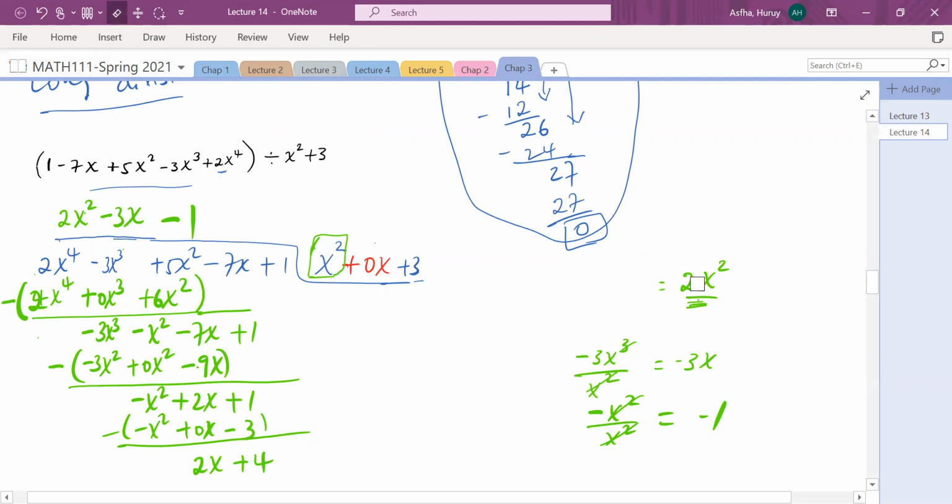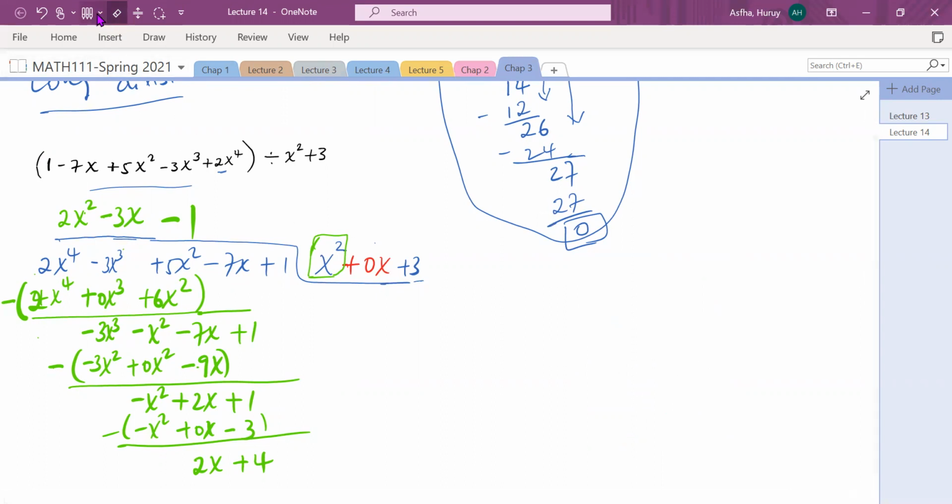Now, we divided the first polynomial, the larger polynomial, by the smaller polynomial, and we have a remainder. So it's always a good idea to put the remainder in a box. Now, how can we write this one? This one divided by this is equal to this, and we have a remainder.